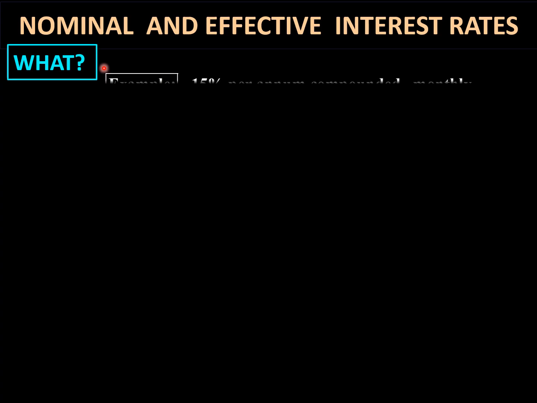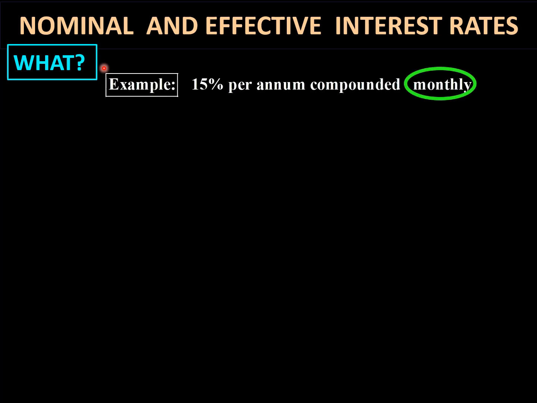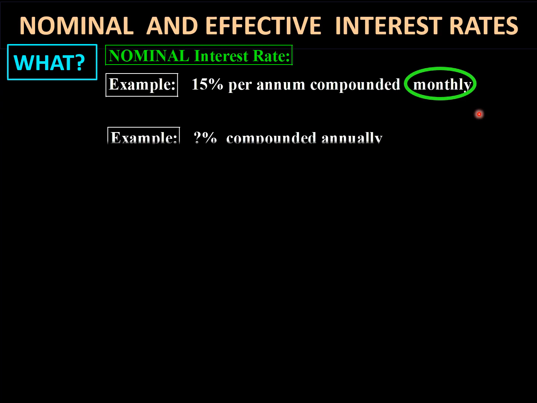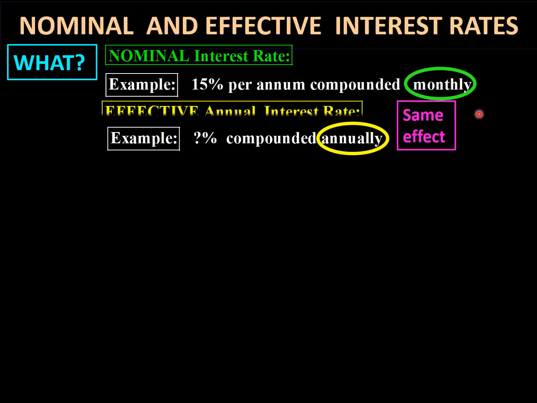Let's start with an example. Let's say we have 15% per annum, which is compounded monthly. So the compounding period here is monthly. Now this interest rate is referred to as the nominal interest rate. It's not compounded annually but monthly, or it could have been quarterly, or semi-annually. Now we'd like to know what the annual interest rate should be, not the monthly one, that has the same effect as that 15% compounded monthly. This annual interest rate is referred to as the effective annual interest rate. Why do we need that?